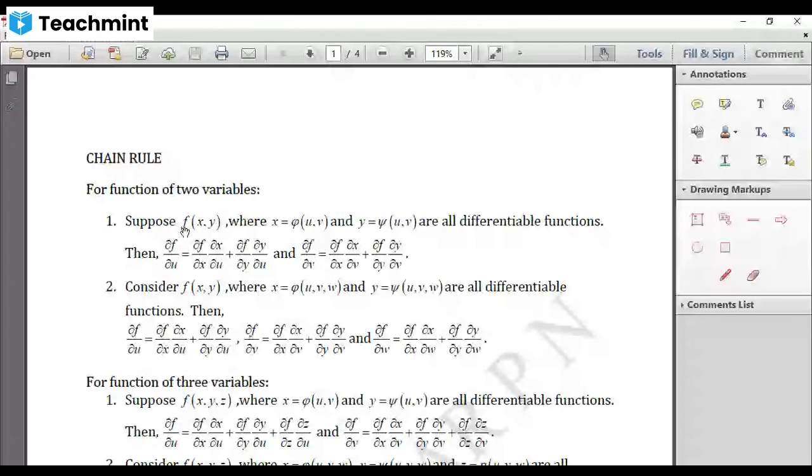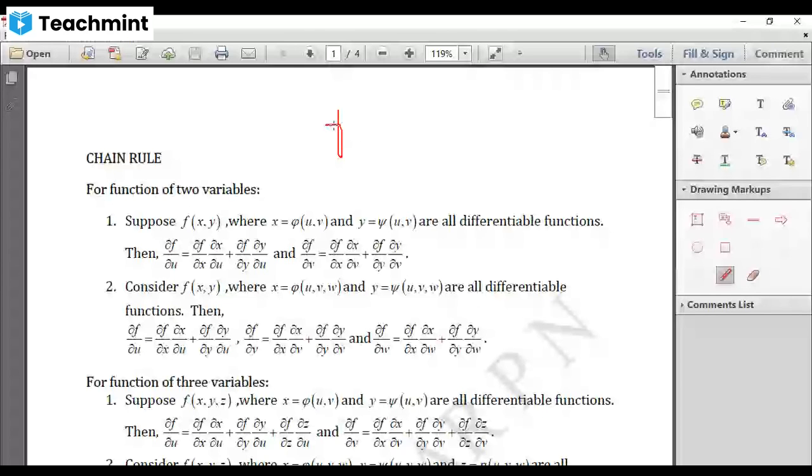That is the question. Remember, your f depends on x and y, but x and y are dependent on u and v. Therefore, u and v are the independent variables. Based on those independent variables, your x and y depend. Based on x and y, your f of x, y depends. So we know that the rate of change of a function occurs with respect to the rate of change in the independent variables. So how are you going to differentiate this?